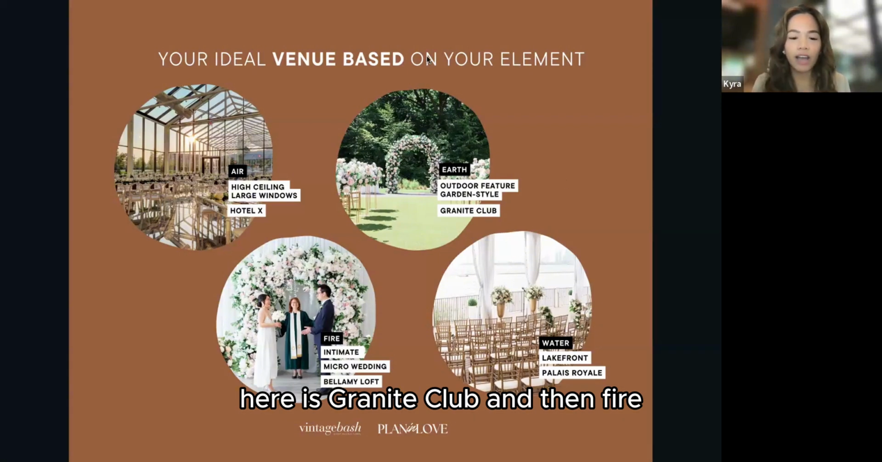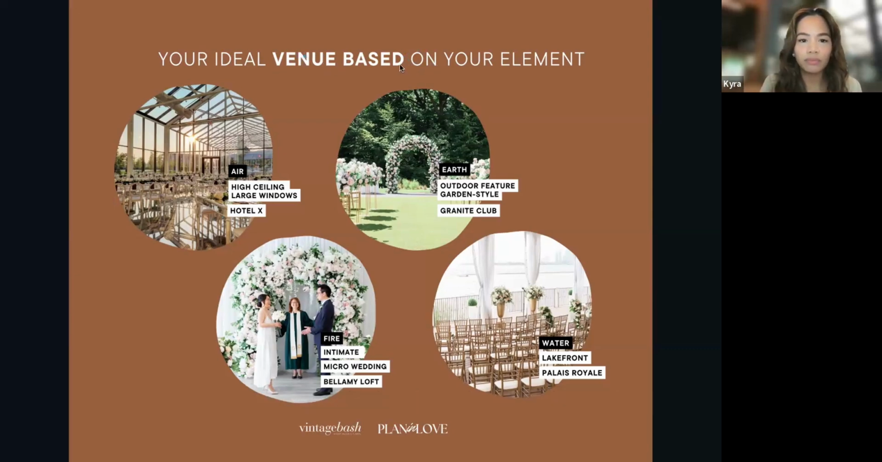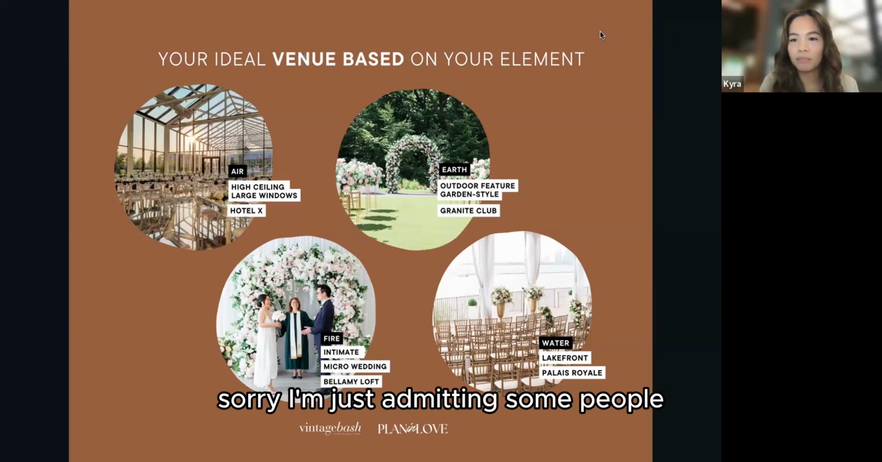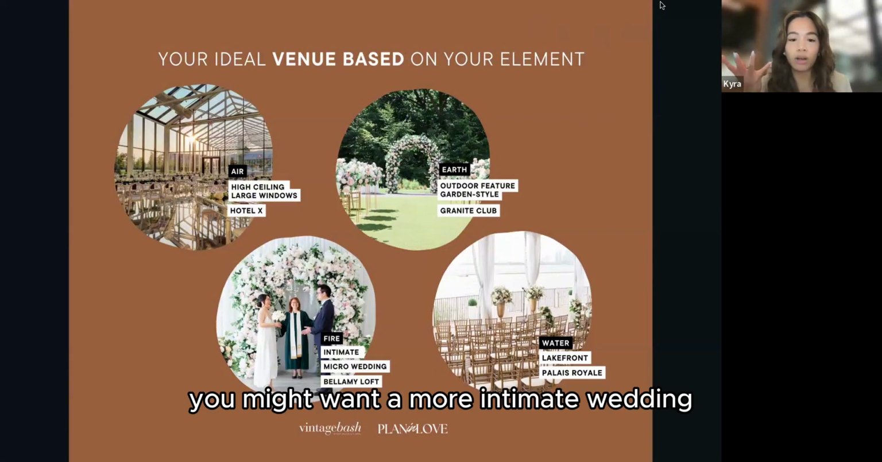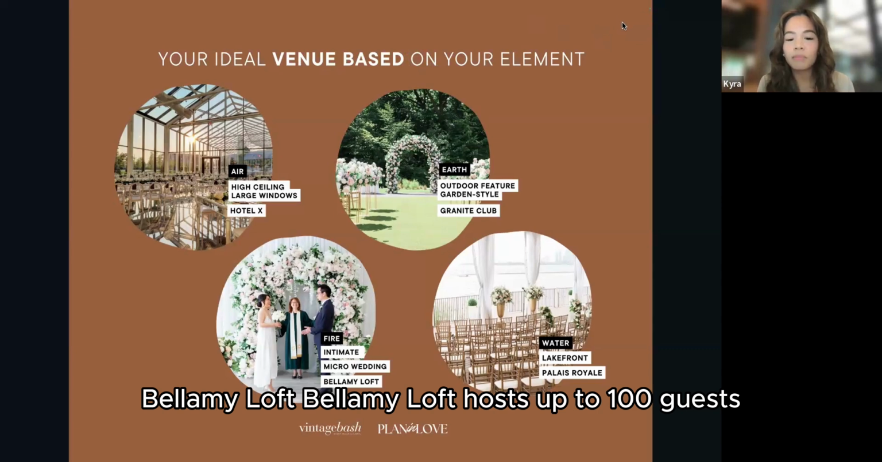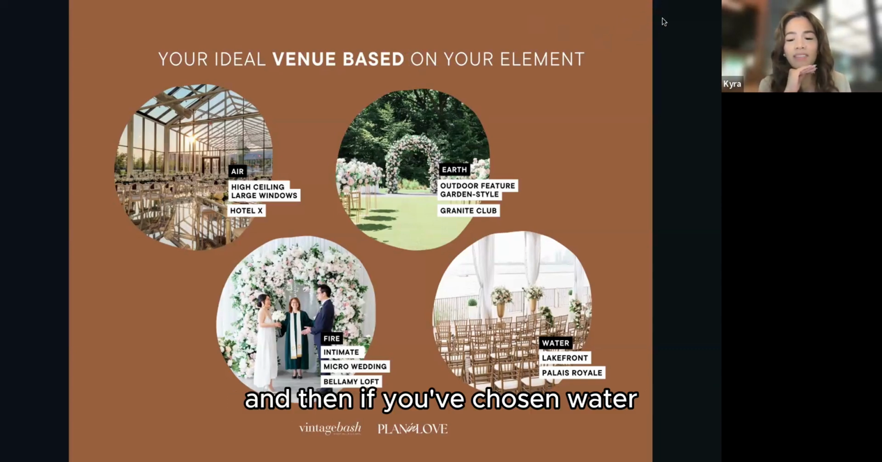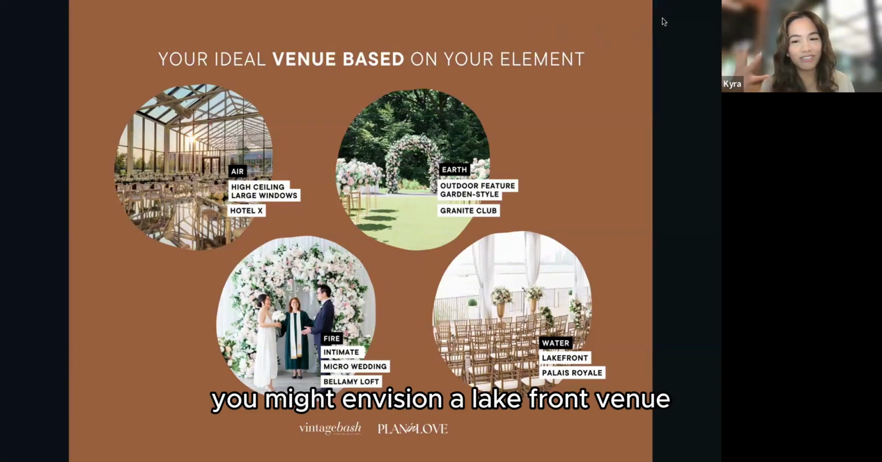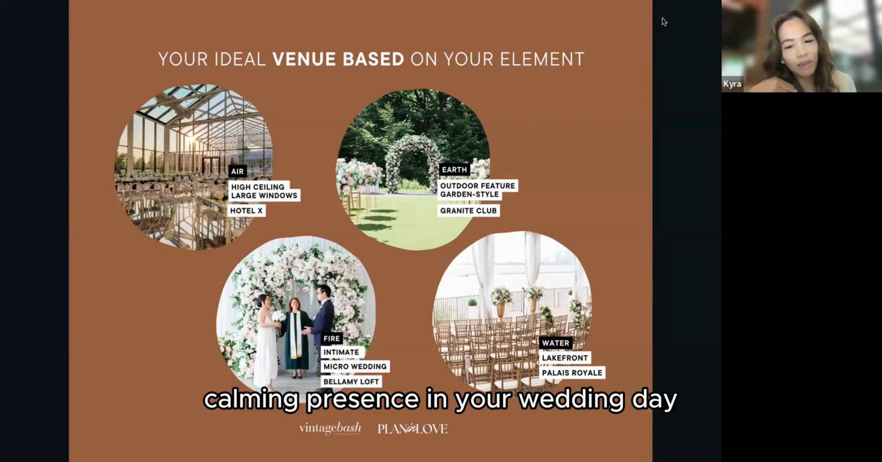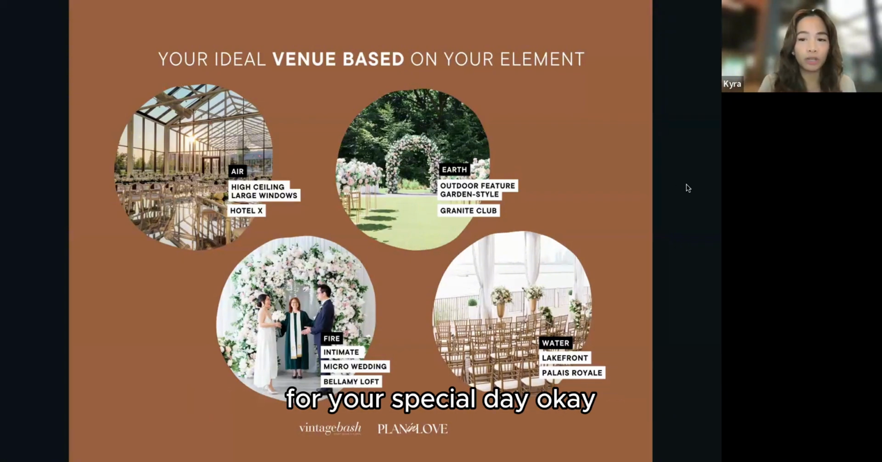And then Fire, if you've chosen Fire, you might want a more intimate wedding. So here we have micro wedding, Bellamy Loft. Bellamy Loft hosts up to 100 guests, so it is more for intimate weddings. And then if you've chosen water, you might envision a lakefront venue. So having that soothing, calming presence in your wedding day, just choosing that venue is an important factor in setting the mood for your special day.